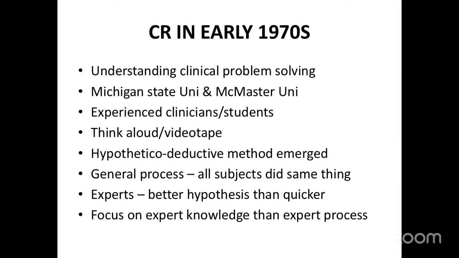So on general processes, what they found out was that all subjects did the same thing. Experts were better at hypothesis, but they were not quicker, because there was no organized process of doing it in the 1970s. They made a better hypothesis, so they were more prone to say what the condition was through the hypothesis than the students. So there was a focus on expert knowledge rather than expert process. There was no expert process, it was just expert knowledge. They had more knowledge and more experience, but they were not doing things faster than the students were doing.